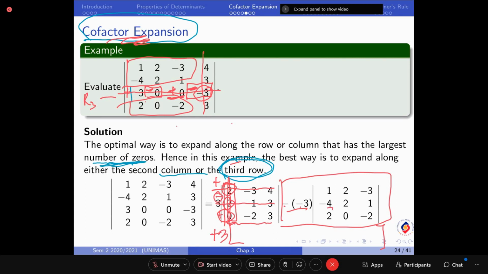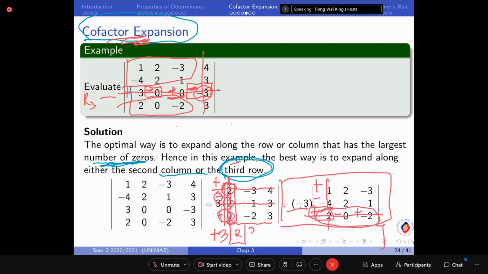Let's say I choose row 3. Again, you do plus, minus, plus sign. And you have minus, you have plus. So the first one is plus 2. So you have 2. So delete this and delete this.